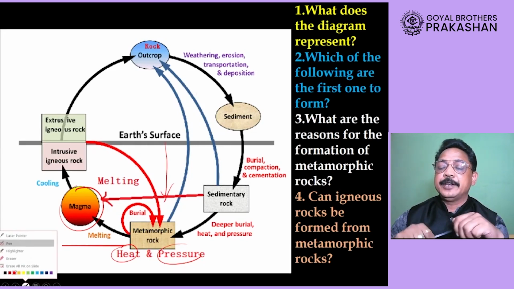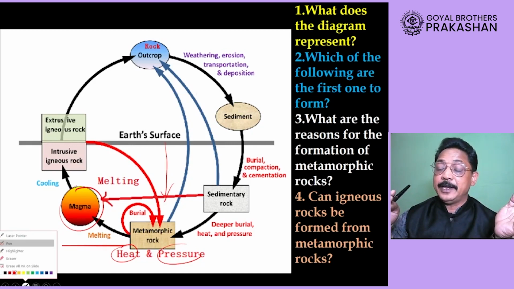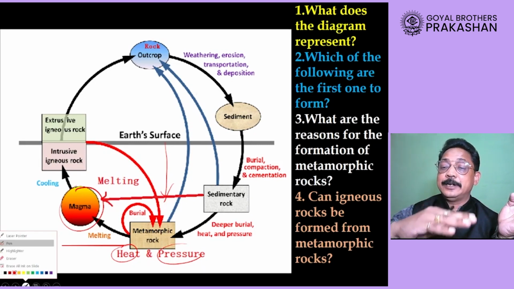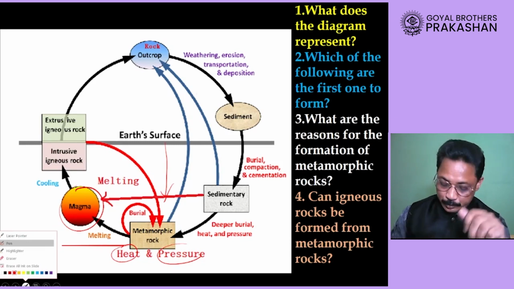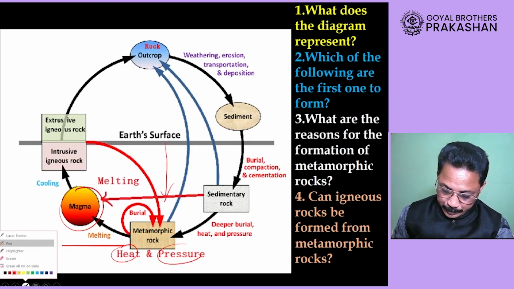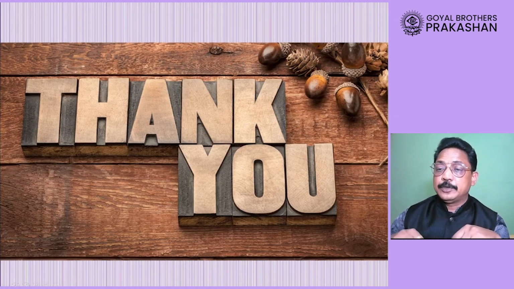Finally, the last question here is, can igneous rocks be formed from metamorphic rocks? Answer is yes, because metamorphic rocks, when they melt, they turn into magma, and then magma will ultimately come out to form the igneous rocks. Okay. So dear student, in this way, many more questions can be framed. So I have touched most of the part of these questions, and I hope you have really understood all this.